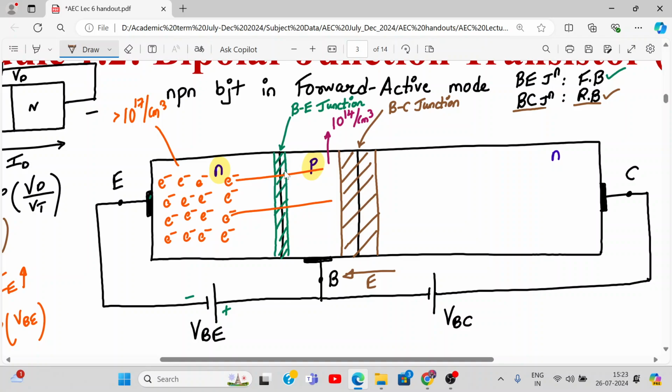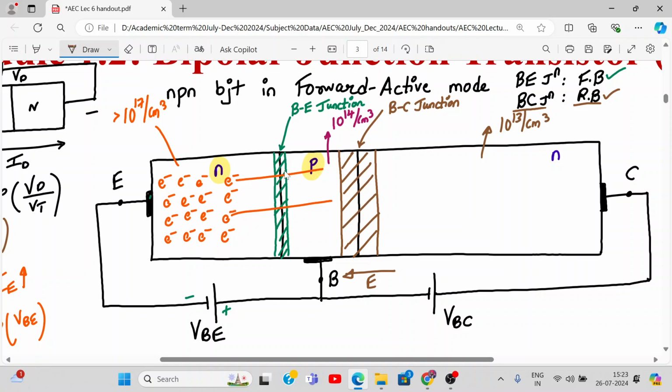The base is very, very thin. The collector is very, very large. Now if I take the same number of people to the classroom, the class strength will become very, very small, because the classroom is even bigger and wider. The same thing is happening with the collector. The collector has even lower concentration of charge carriers, maybe 10 to the power 13 per centimeter cube.